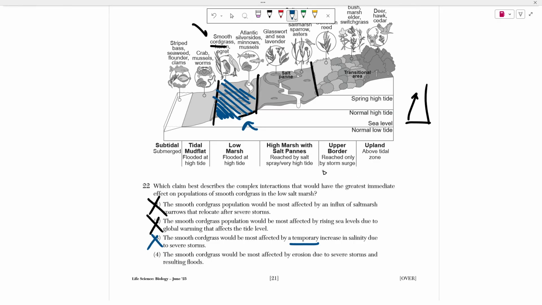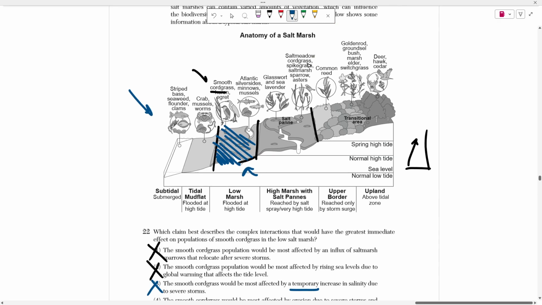It's literally said over here, the upper border is reached by storm surge. So it's not uncommon that storm surges are impacting this environment, and as a result the environment still exists even though storm surges exist. So even though there would be a storm surge, that would more or less impact these upper levels rather than this level, just because it's already used to being submerged.